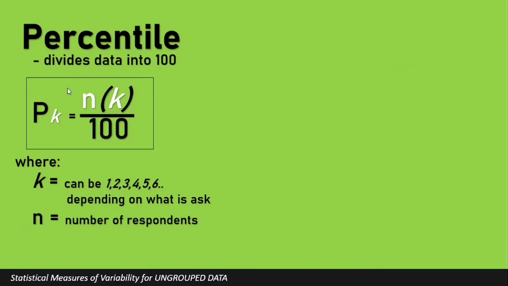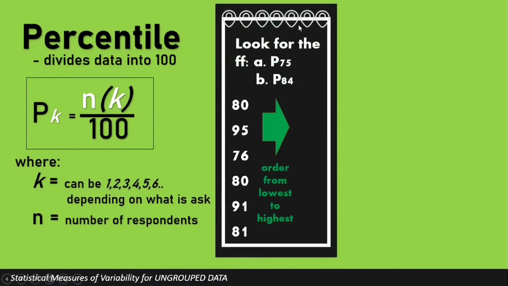Next, we have the percentile. Percentile divides the data into 100. The formula is percentile k equals n times k over 100, where k can be rank 1, 2, 3, 4, 5, 6, 7, depending on what is asked, and n is the number of respondents. So, for example, look for the following: percentile 75 and percentile 84. We have the given set of data: 80, 95, 76, 80, 91, and 81. So we need, again, to order the set of data from lowest to highest. So we have 76, 80, 80, next 81, 91, and 95. So let's solve percentile 75.